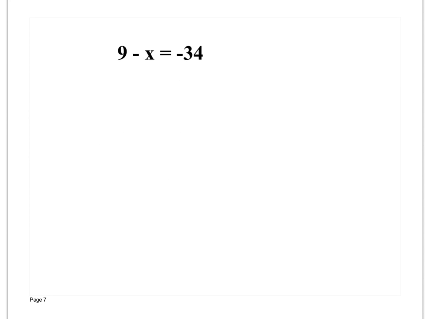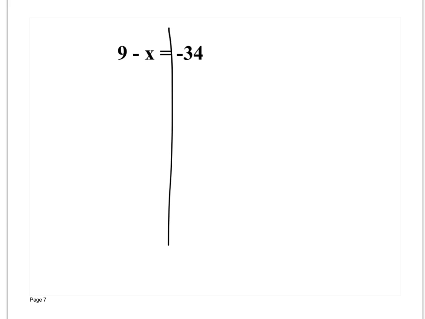We have 9 minus x is equal to negative 34. So I look at what's being done to x. I see that it is being subtracted from 9. You have 9 minus x. Now usually you like to keep the variable positive, but in some cases you can't do that. In this case it's negative and it's going to just be that way. So I don't worry about the minus sign in front of x. I worry about getting x by itself.